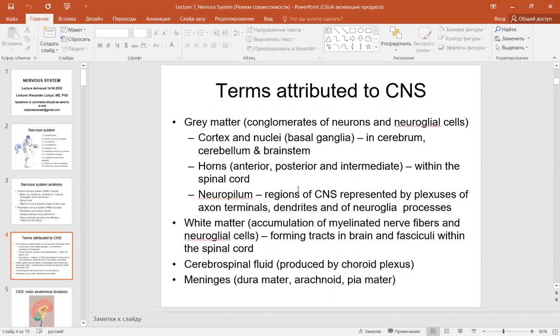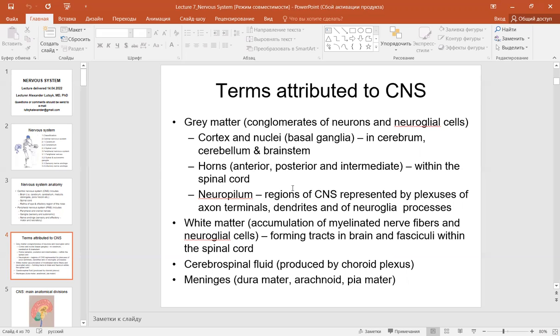Gray matter is composed of neurons and neuroglial cells. It forms the cortex and nuclei, basal ganglia in the cerebrum, cerebellum, and brainstem, and horns, anterior, posterior, and intermediate, within the spinal cord. And neuropil, regions of the central nervous system represented by plexuses of axon terminals, dendrites, and neuroglia processes.